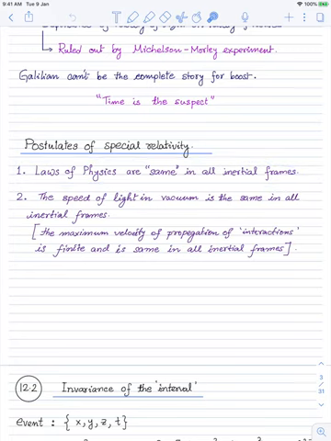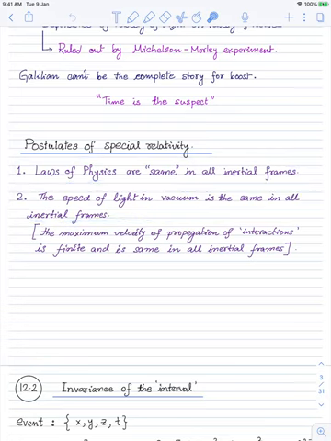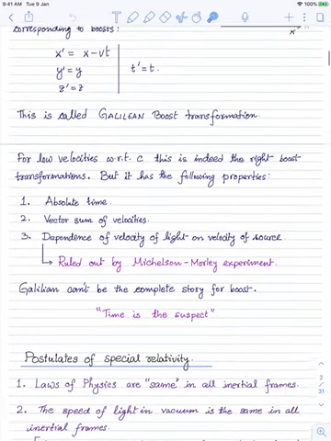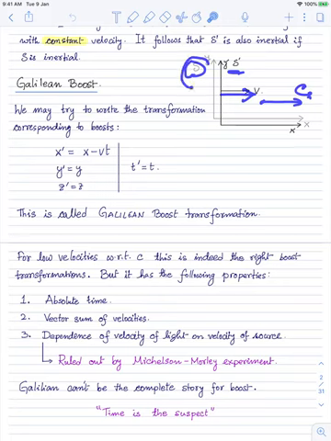Now the second one says that the speed of light in vacuum is the same in all inertial frames. You cannot touch the speed of light. It's not that time is absolute, but the speed of light is absolute. Going back to this diagram, if light is traveling with velocity c here, and this frame is moving with velocity v with respect to S, even with respect to frame S, light would still travel with velocity c. That is the idea.